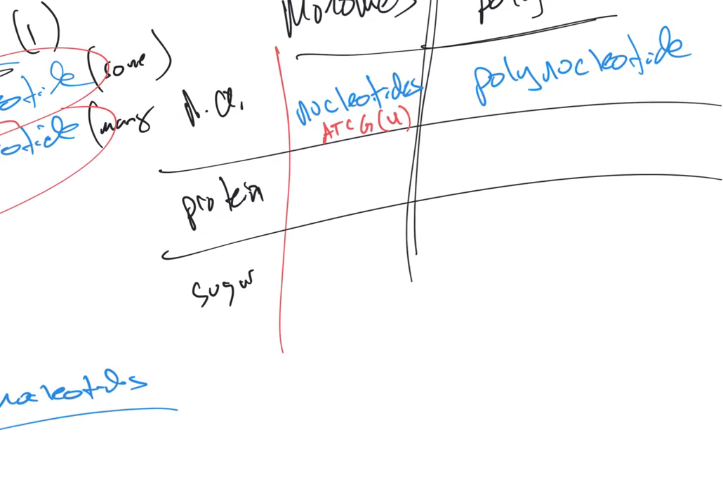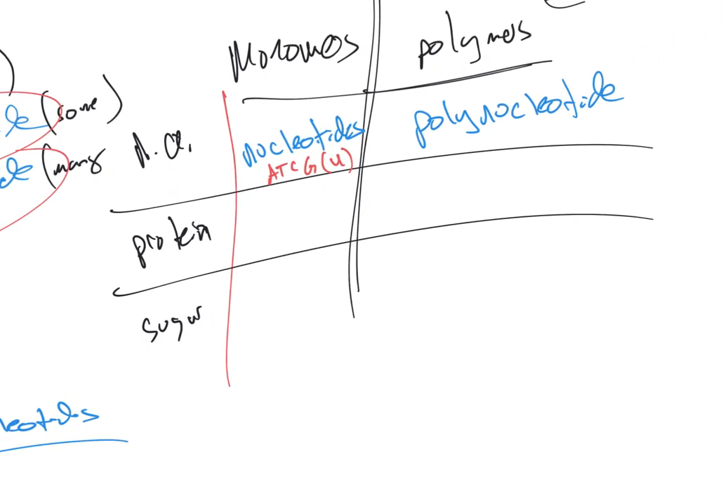Okay, proteins have two names. You can use both. We say amino acid or you say peptide. Both are acceptable. So the monomer is amino acid. Now the polymer is a polypeptide. Now, a polypeptide does not mean protein.